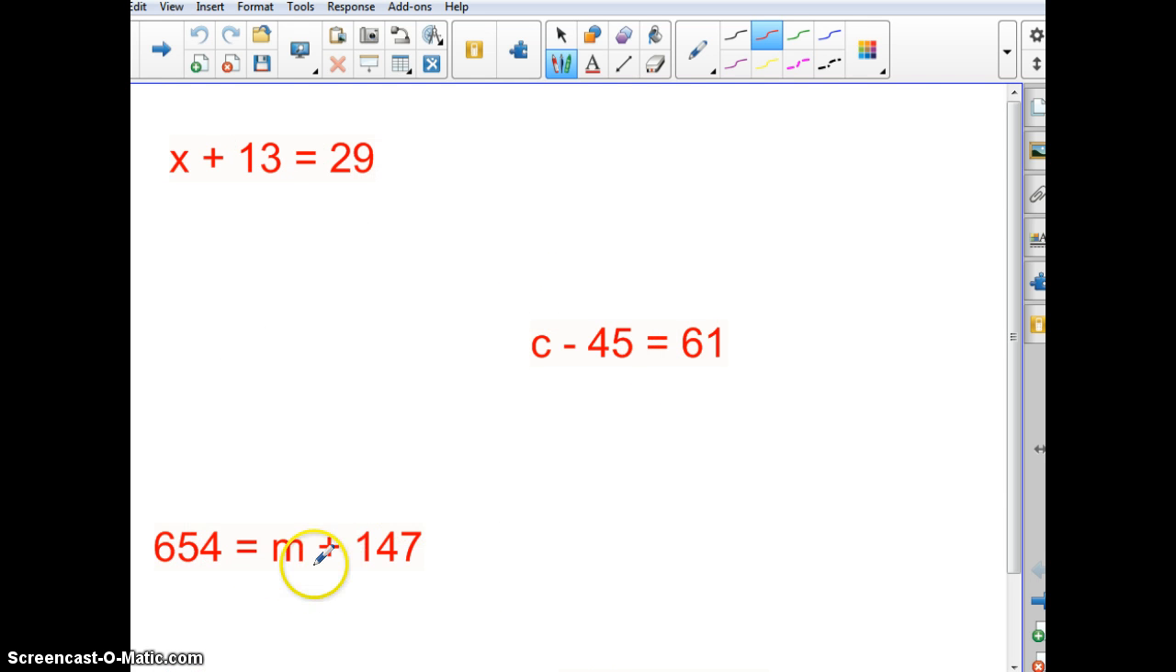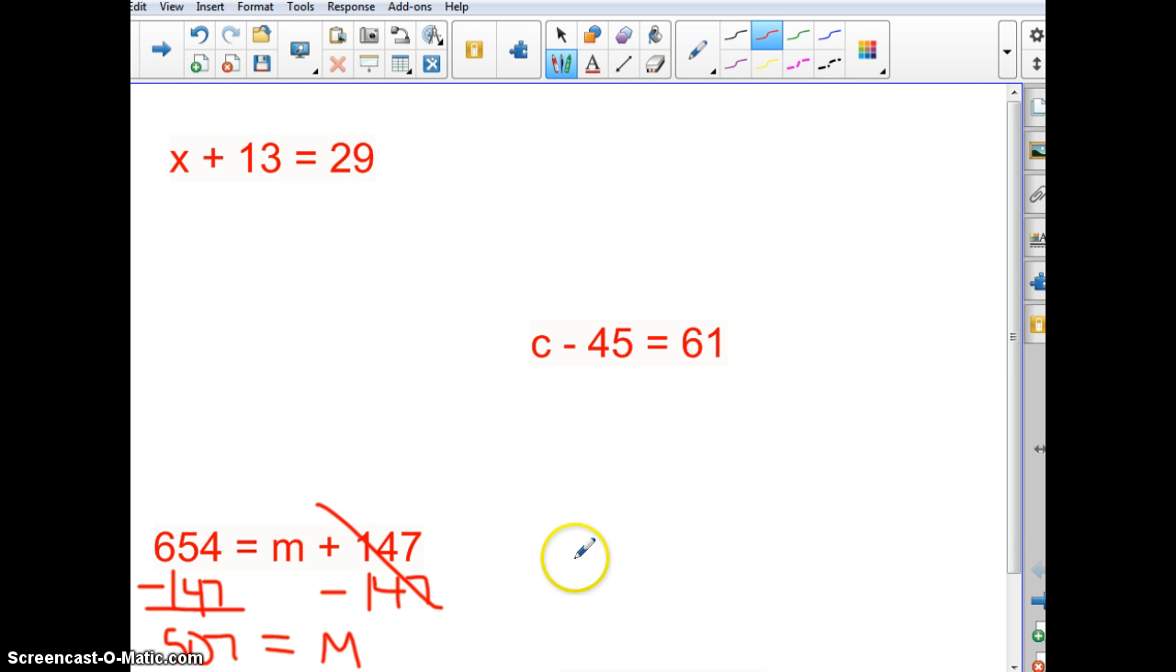We'll do one more with a bigger number. Okay. There are times when your variable's on the other side. That doesn't change anything. We want to get m by itself, so we'll do the opposite. This now cancels itself out, so I'm left with m on this side. And if I do the work, I should get 507.